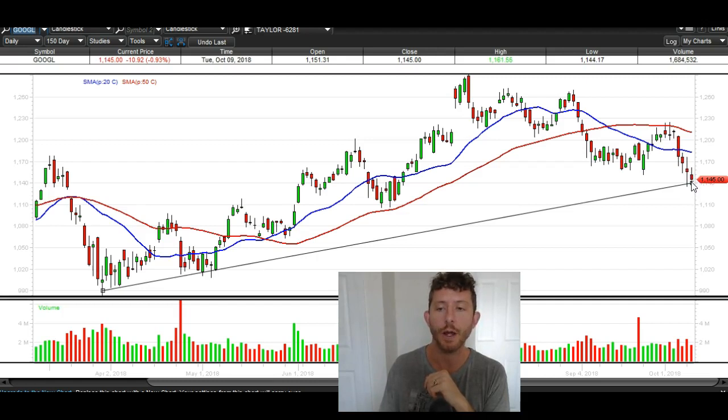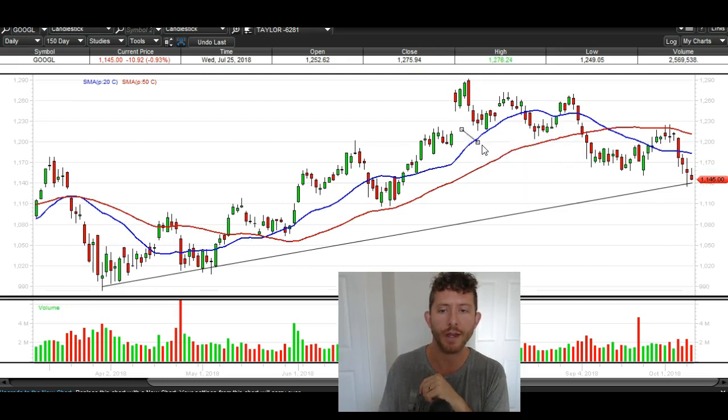Today's action confirming that we're looking for a bounce. The most ideal action would be a close over the previous day's high. That's what we're kind of looking at for Google. So that's a level here that I think could get a bounce.